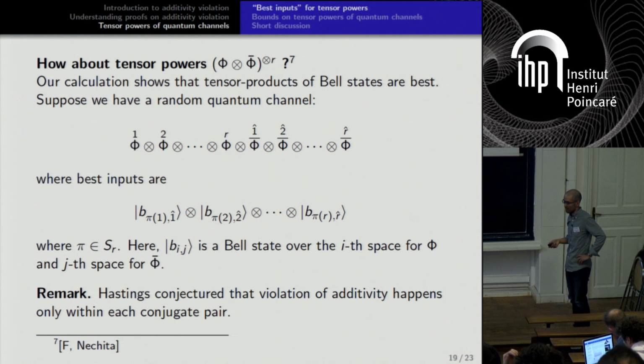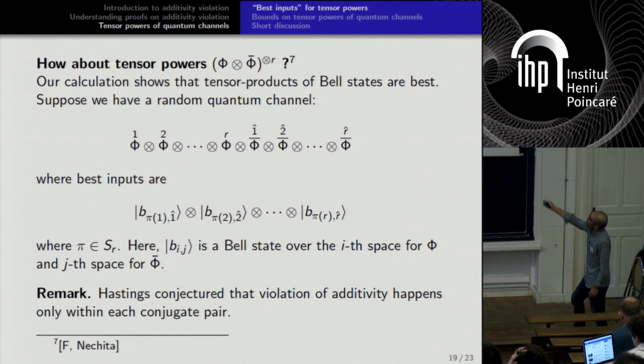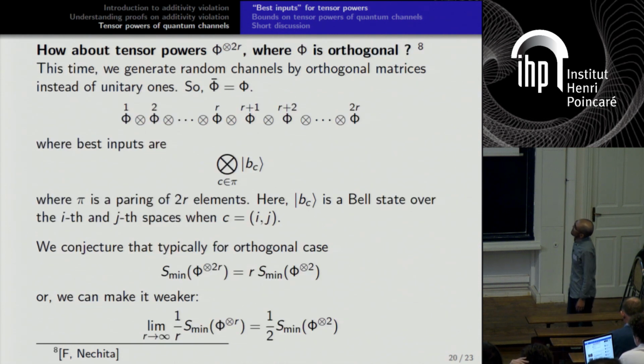And of course, here we change the order of problems. So this does not show exactly that for this kind of quantum channels, this Bell state is the best input. But changing the order of problems, after calculation, we show that the tensor product of Bell states is the best. So then, recently we worked on this problem.